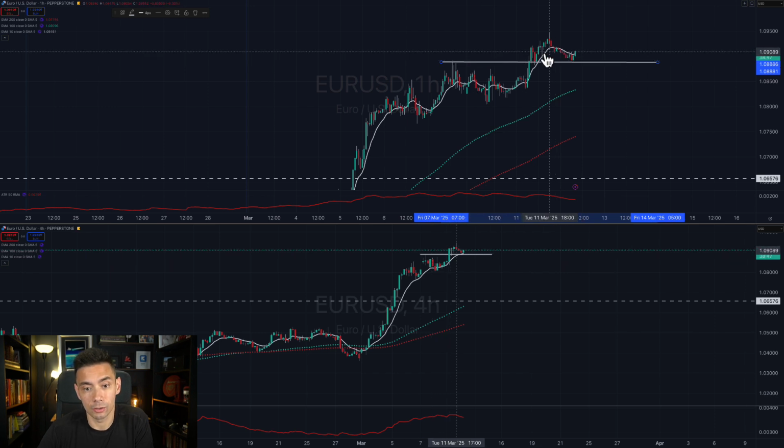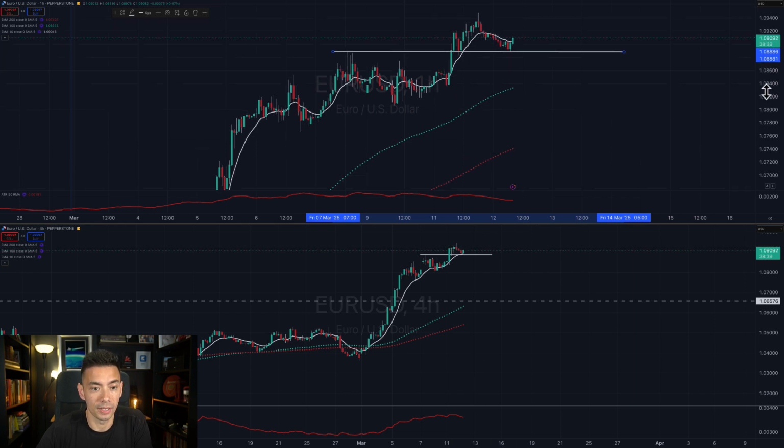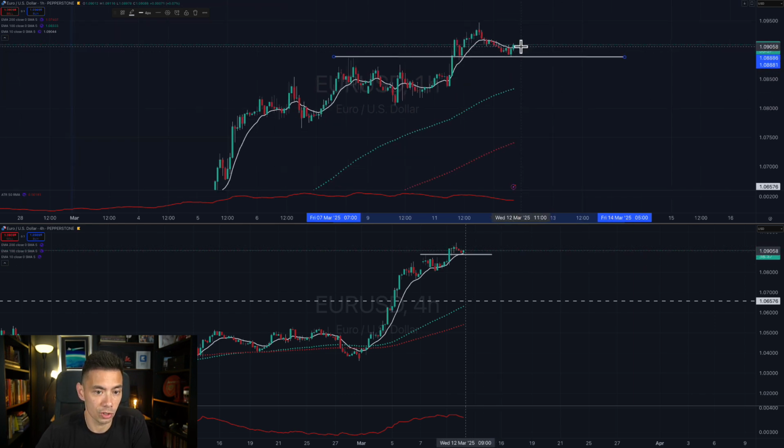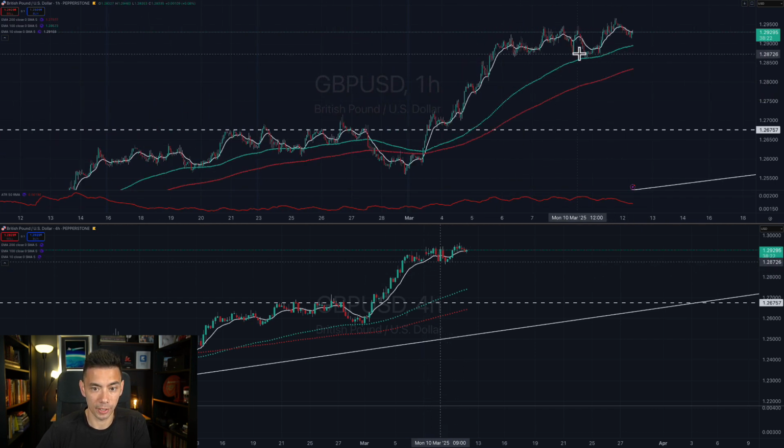Now, looking into the coming session, the market is looking to break up, so you're probably going to have the highest probability trades on the shorter term charts buying this market. If it were to sell off, I wouldn't necessarily start initiating sell opportunities until we get below 1.0888.